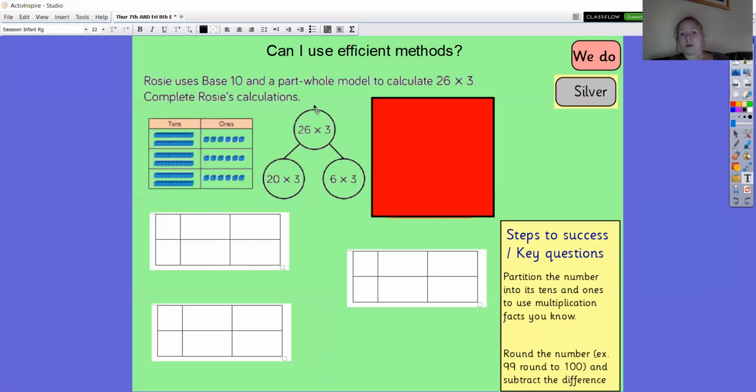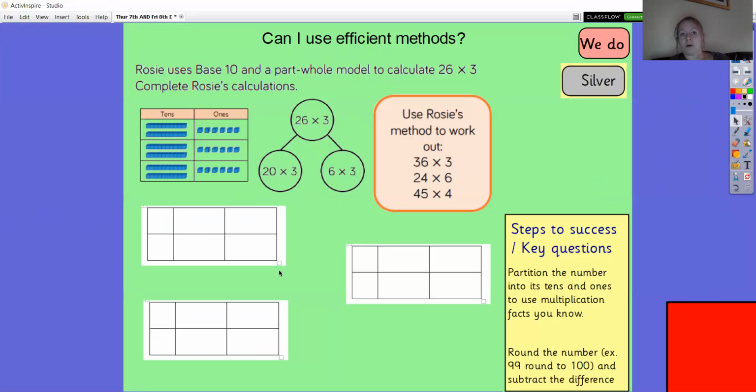Okay, so hopefully you got those right. If I've made any mistakes, then you can. Okay, so it says Rosie uses base.